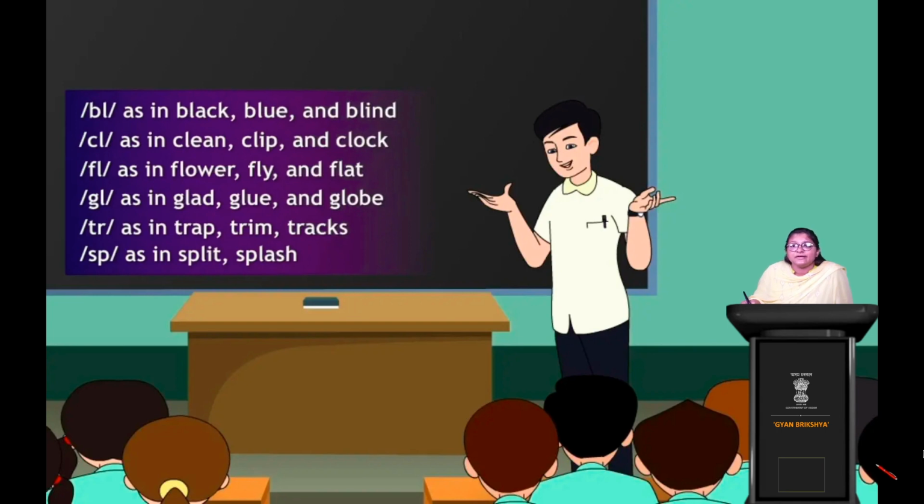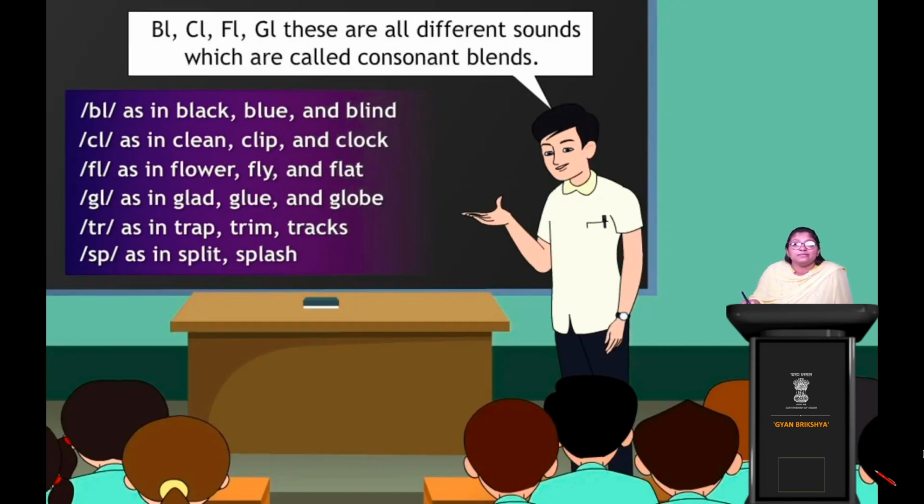So BL, CL, FL, GL, these are all different sounds which are called consonant blends. Now you have to understand this. These are called consonant blends. Consonant, you understand, vowels and consonants. A, E, I, O, U are vowels. Other than these 5 vowels, all are consonants, right? Consonant blend means when two consonants come together, like B and L, two consonants coming together and forming a sound. C and L, again two consonants coming together forming a sound. T and R, S and P, similar, two consonants coming together forming sounds.